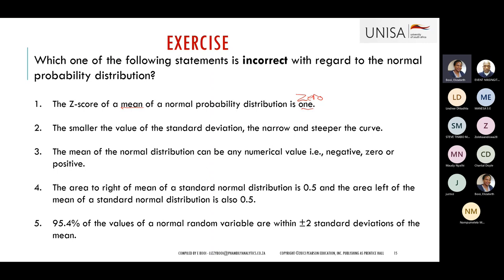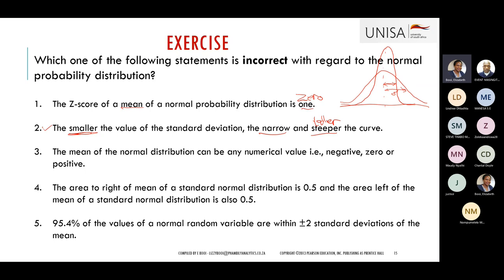But let's continue and look at the other statements, because that will talk to the properties of the normal distribution. The smaller the value of the standard deviation, the narrower and the steeper the curve will be. Is that correct? We did this. Remember the graph I showed where we had the normal distribution like that, and I drew another one and said it will look like this. If all of them have the same mean, we looked at the standard deviation. If the standard deviation is smaller, the curve will be narrow and steeper. Can you see that? It's narrow and it is steeper, so it's taller. That would be the correct one.